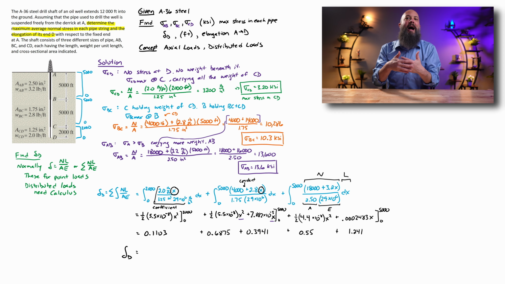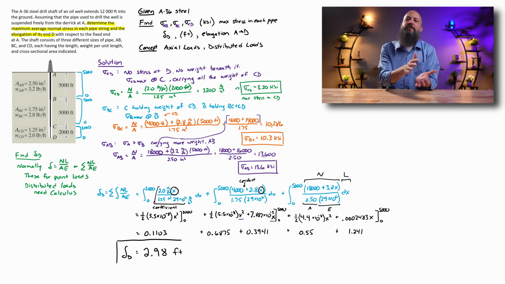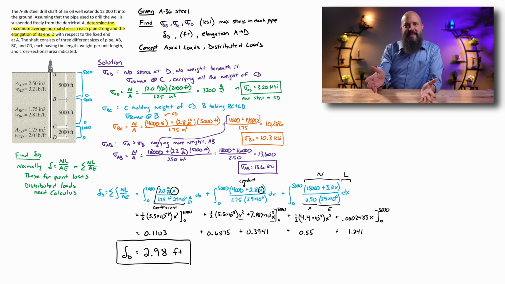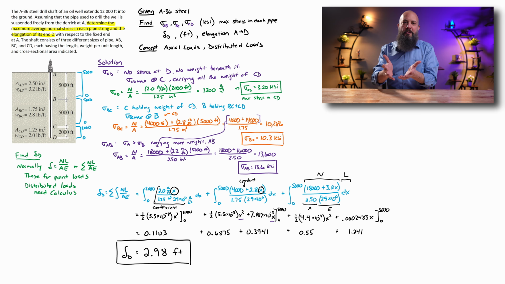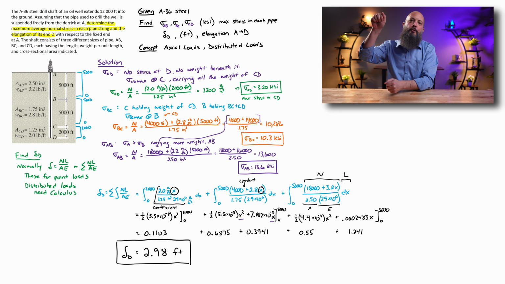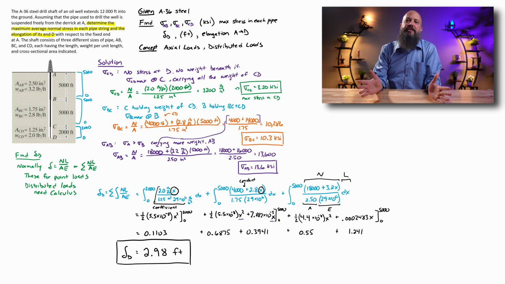So when you combine these, you can see that this is almost 2 feet of stretch. This 5,000 foot pipe, based on the weight of all 3 pipes pulling down on it, stretches almost 2 feet in that top section. And in fact, when we add up all 3 integrals, all the total lengths, 2.98 feet. So this giant massive pipe hanging down gets almost 3 feet longer just based on its own weight acting as a distributed load to cause it to stretch out.